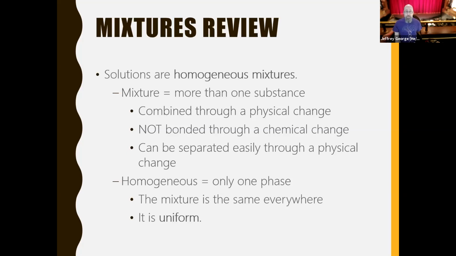Now for homogeneous mixtures specifically, the mixture has to be uniform, meaning that it's exactly the same everywhere. Every drop of the mixture is exactly the same as every other drop. There's no different parts to it. Heterogeneous mixtures have different parts, and I'll highlight that with an example in just a minute. Another way to say that something is homogeneous is that there's only one phase. You don't see different phases in there. You can only see one overall phase that contains all the materials.